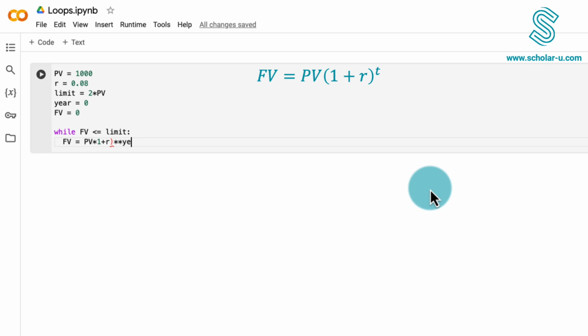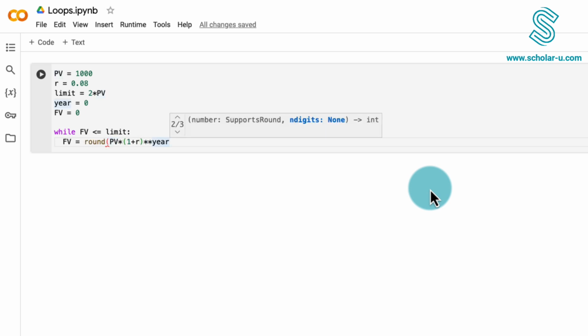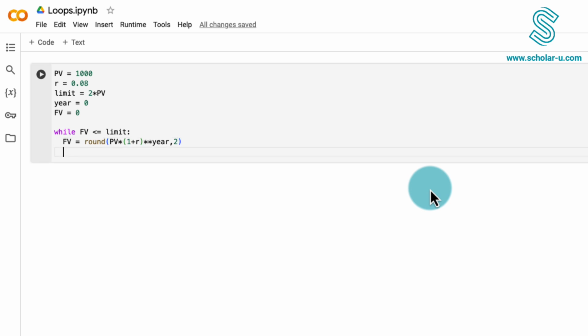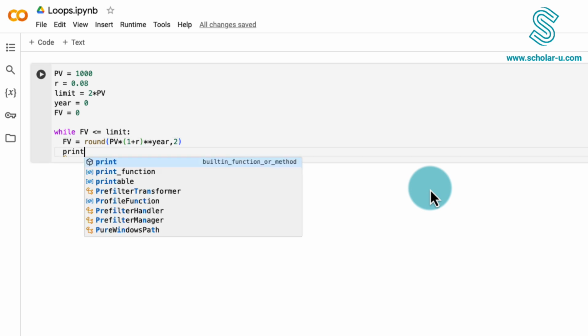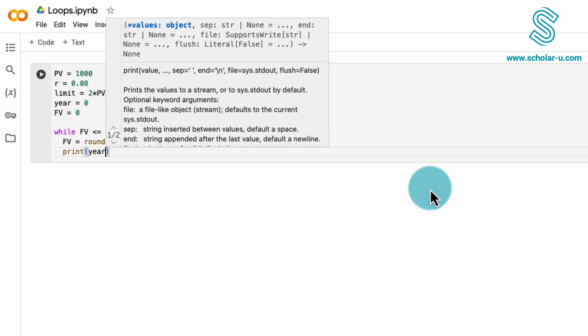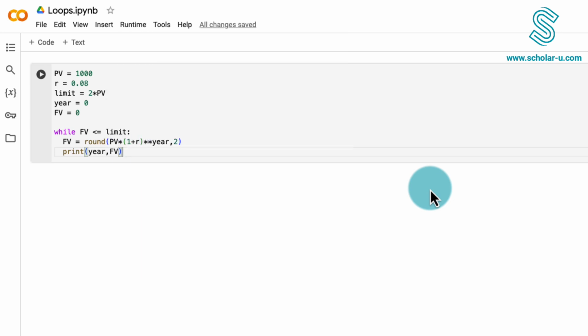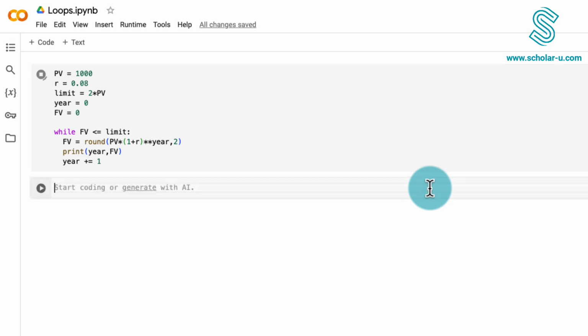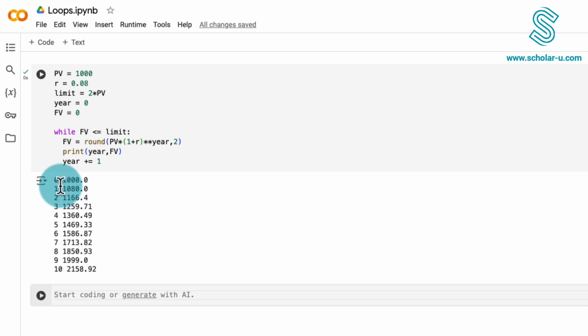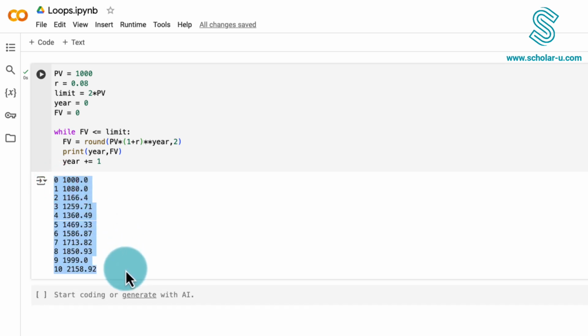Let's make sure we have our parentheses in the right places. We're going to round this up to have 2 decimal places. Now we're going to add a print statement where we're going to print out the year and the future value. And finally, after every loop, we're going to increase our year by 1 year. So let's run this, and we can see that the while loop stops at exactly year 10, where our investment has doubled.